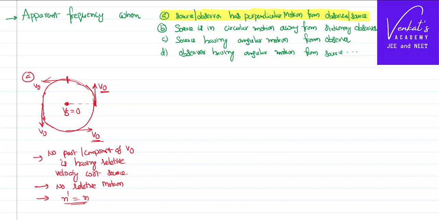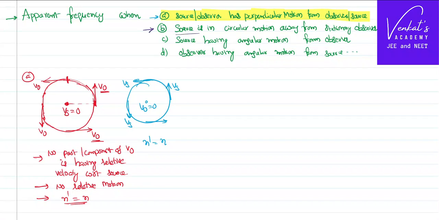This is the same even when you reverse the case. What do you mean by reverse the case? What I mean is, imagine the observer is in the state of rest and a source is moving in a circular path. Even in that case, there is no apparent change in the frequency. So n dash equals n itself. That is case A.